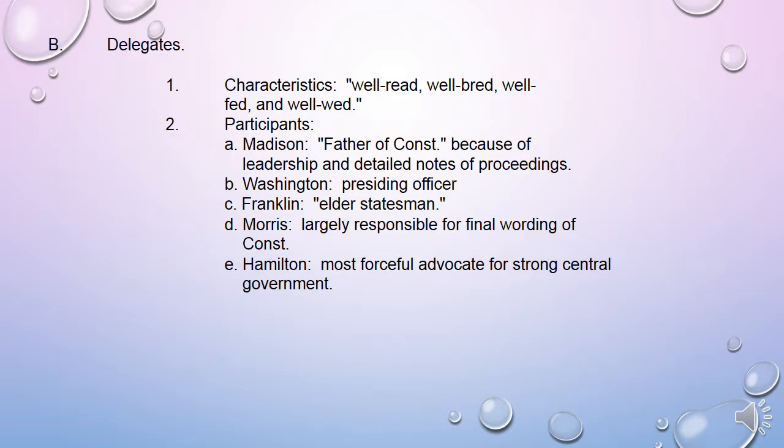Okay, Washington was the presiding officer, a strong man people respected and loved. Franklin was the elder statesman. He often just sat there listening, perhaps falling asleep, but he was very old. He'd die a few years later. Morris was largely responsible for the final wording of the Constitution, and Hamilton was the most forceful advocate for a strong central government, or what we'd call the Federalists. Okay?